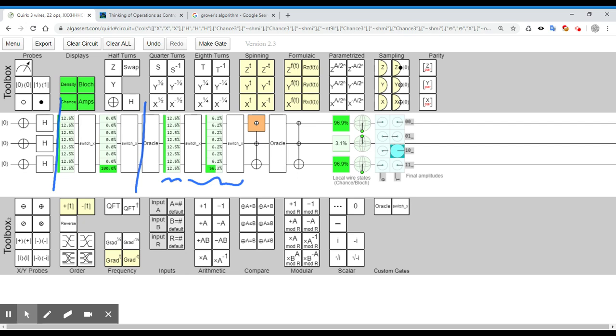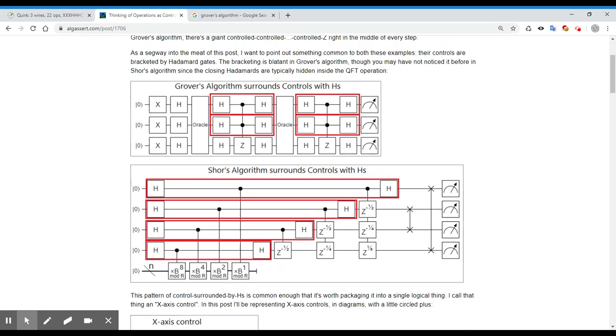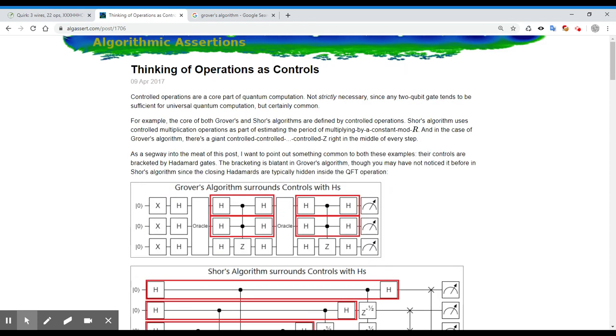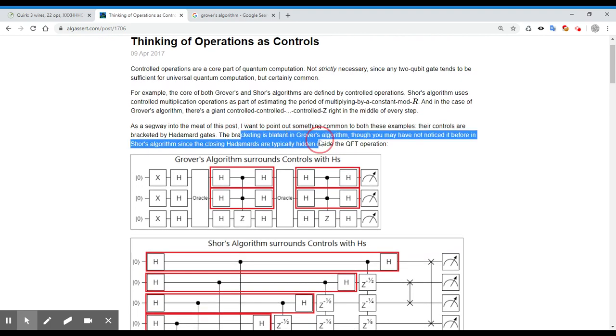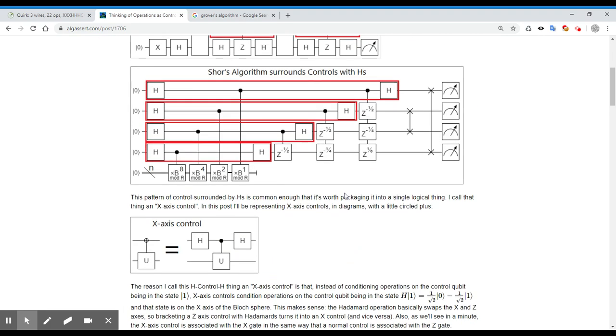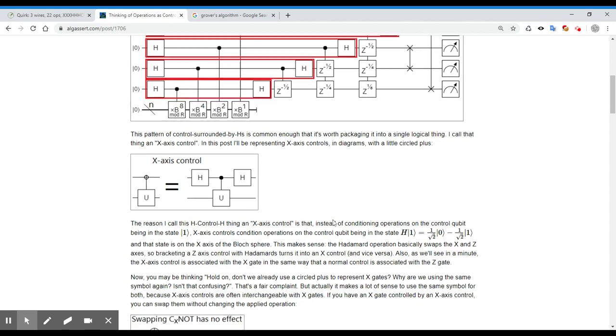So let's take a look at this first of all. Controlled operations, for example the core of Grover's. The controls are bracketed by Hadamard gates. The bracketing is what's in Grover's algorithm. This pattern of a control surrounded by H is common enough that it's worth packaging into a single logical thing. I call that an x-axis control. In this post I'll be presenting x-axis controls in diagrams with a little circled plus.